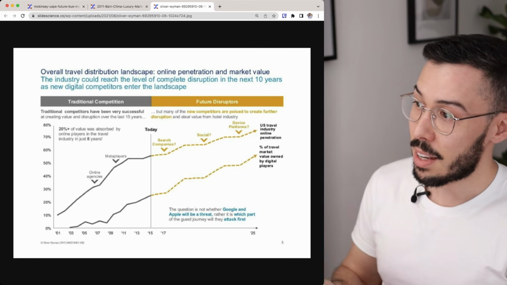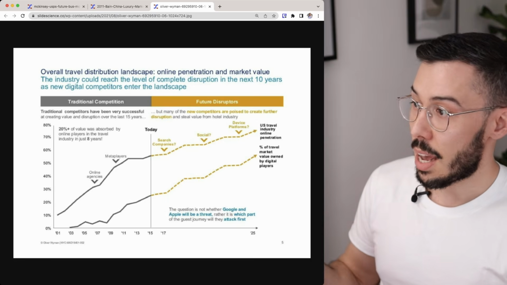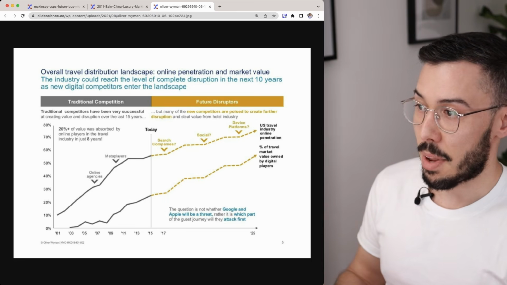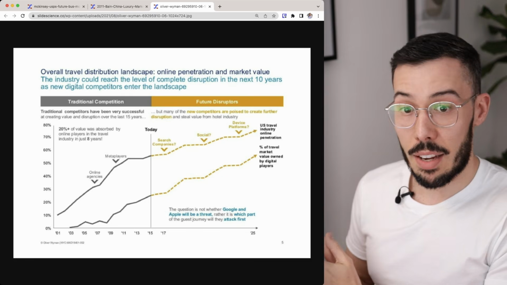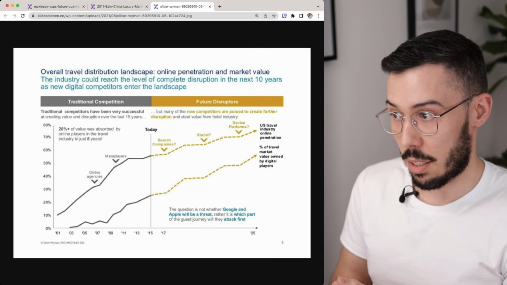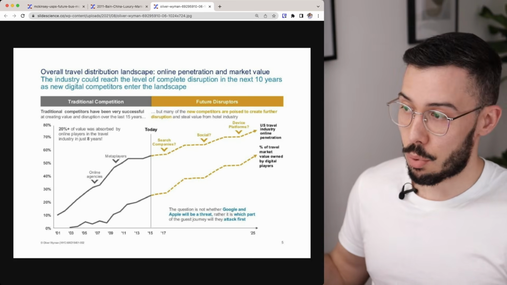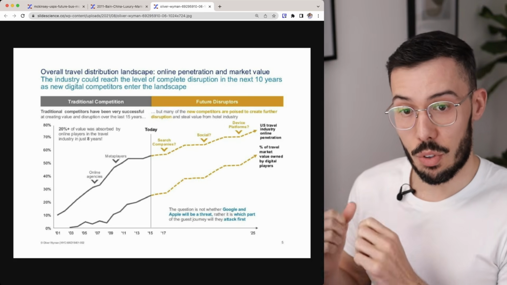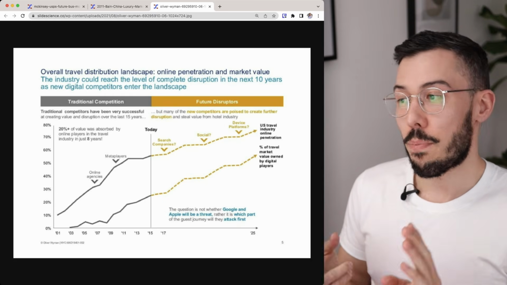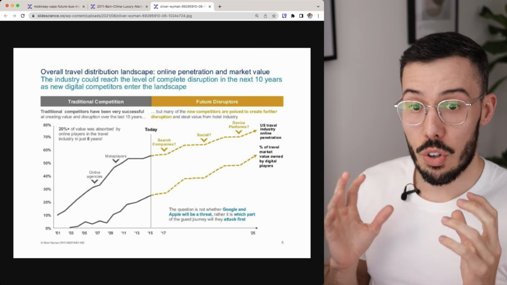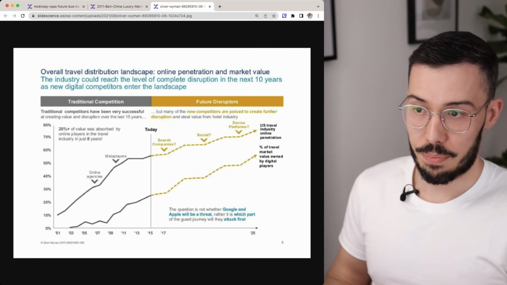But underneath, the industry could reach the level of complete disruption in the next 10 years as new digital competitors enter the landscape. Now that is an action title. And again, that's even more synthesis than what was in the Bain slide. And it goes to show that you have a broad range of ways to use action titles. But the key thing is you're describing the so what, you're describing the implication. You're not just saying this is what this slide has on it.